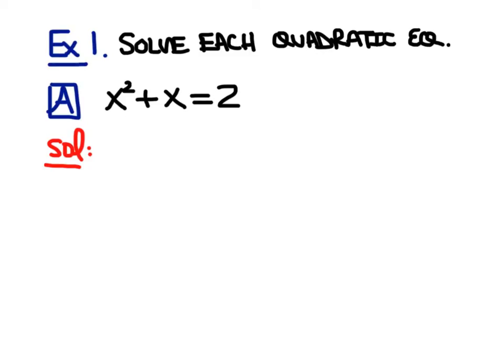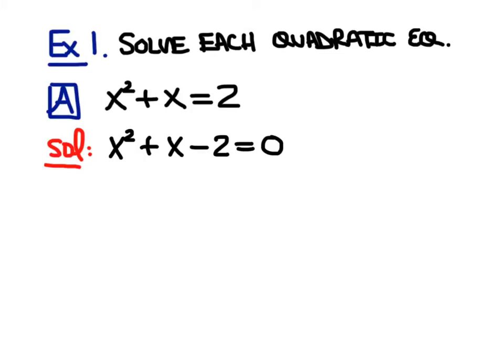So let's solve, example 1, A. Let's solve each of these following quadratic equations. So here's the technique. I'm given this quadratic equation, x squared plus x equal to 2. That doesn't look like the form I gave you, but we can quickly bring it to the form by moving the 2 to the left.